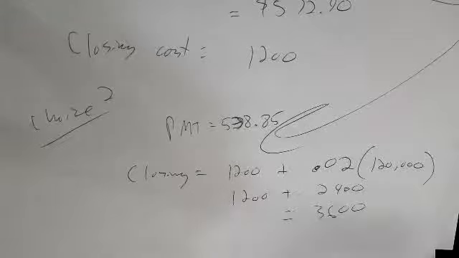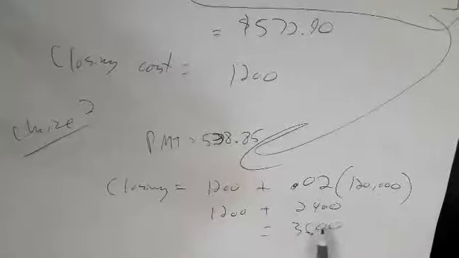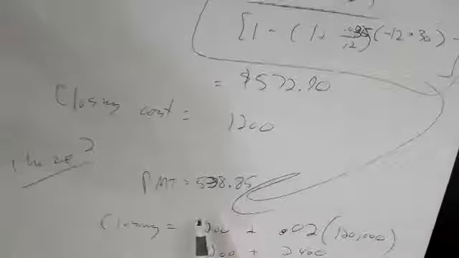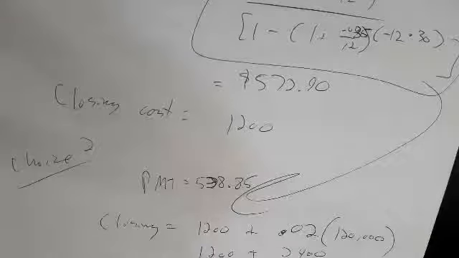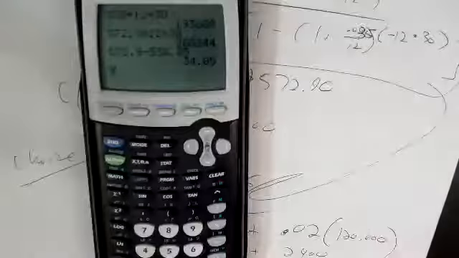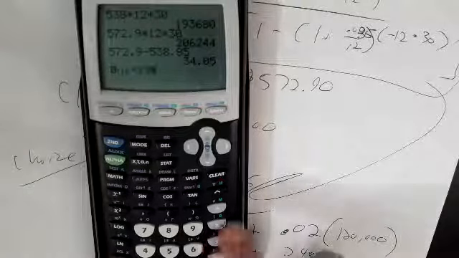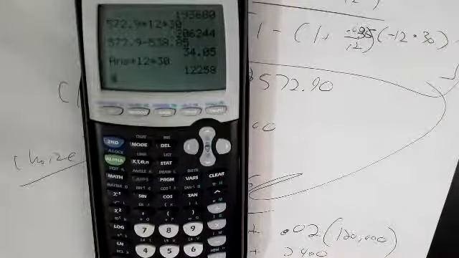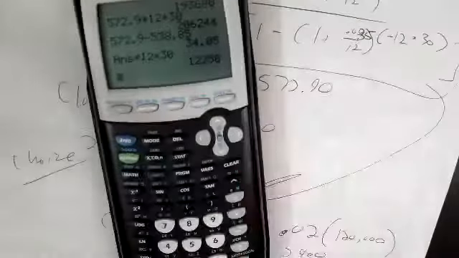So is it worth it, I guess, is the question. This one was 2,400 more than this one in closing costs, right? But if we do 572.90 minus 538.85, I think there's about a 34 dollar difference. And if we go over the life of the loan, how much more is that? So I think we'll more than make up for it if we can afford the higher closing cost, right? Is what this example is trying to get at.